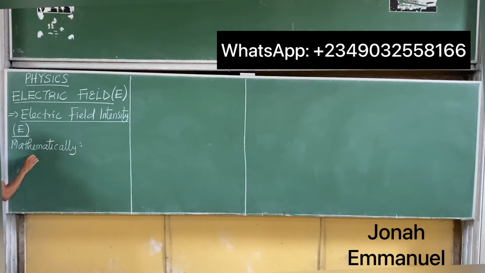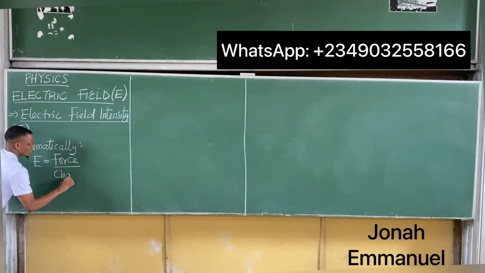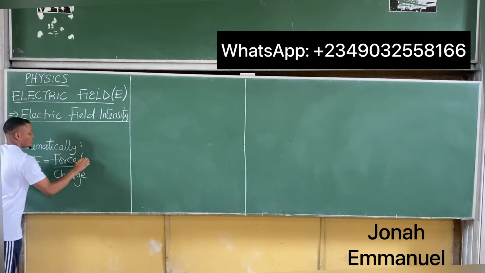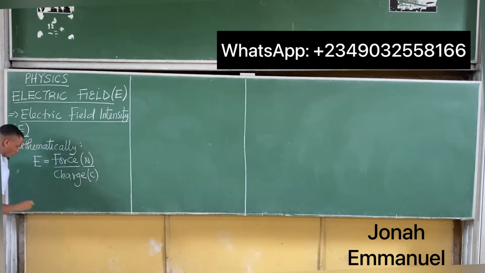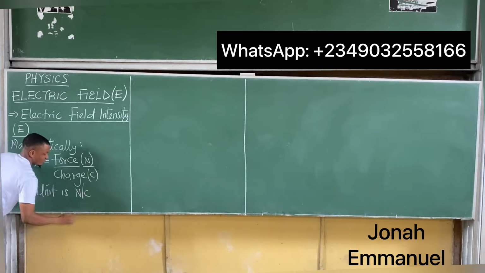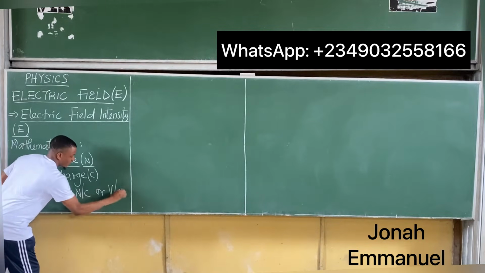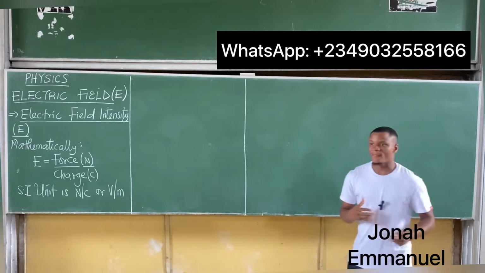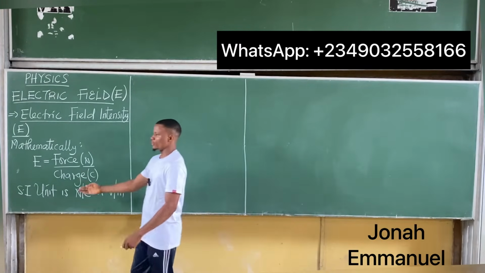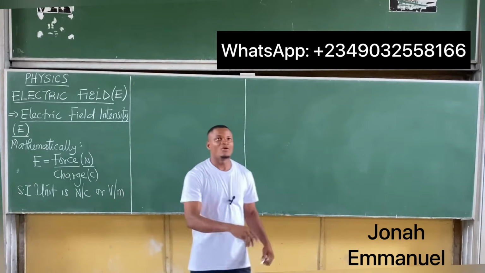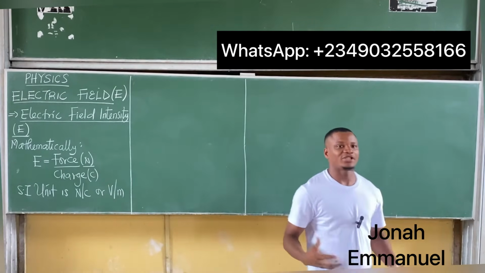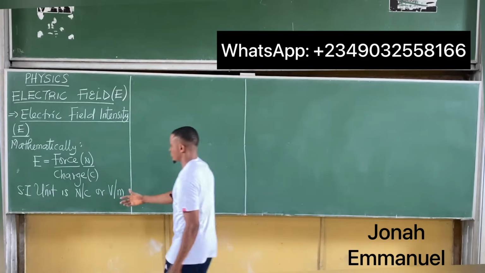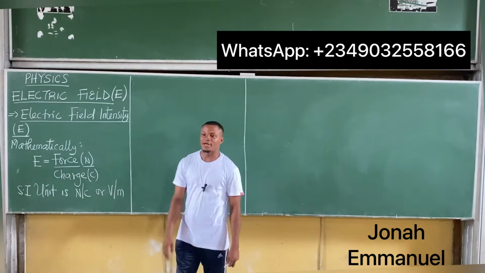So I say that mathematically, electric field E is equal to force all over charge. Force, of course, in Newton, charge in Coulomb. So the SI unit is Newton per Coulomb or volt per meter. Please take note: for electric field, it has two units. Majorly, it's Newton per Coulomb. Sometimes it's volt per meter, when we talk about electrical potential. Full stop.